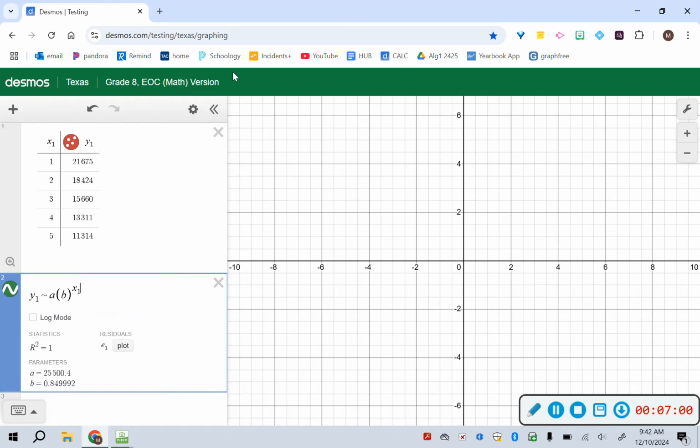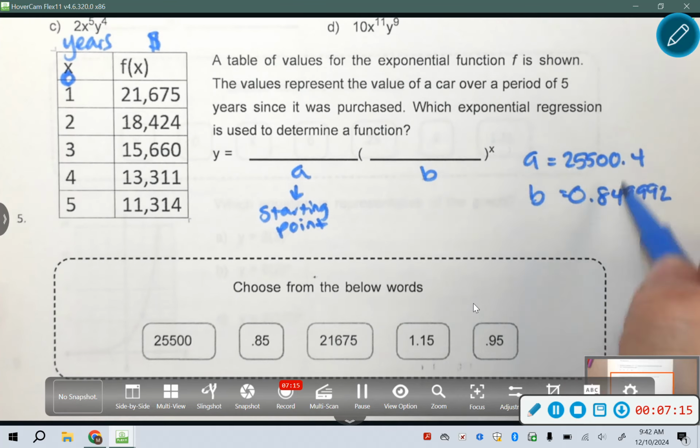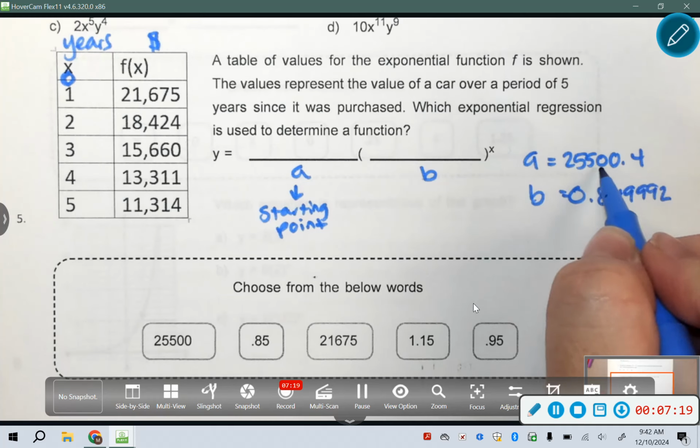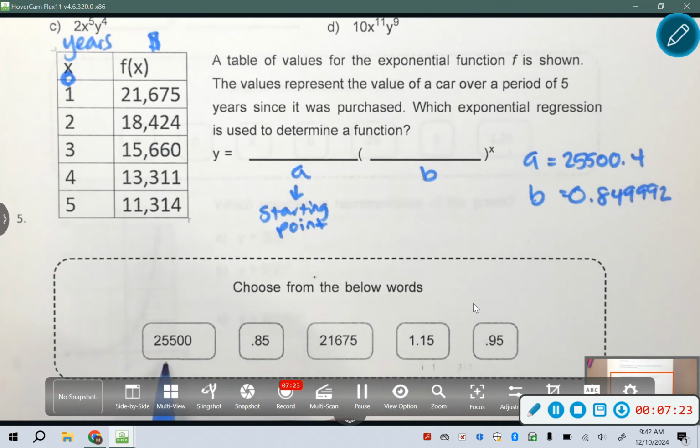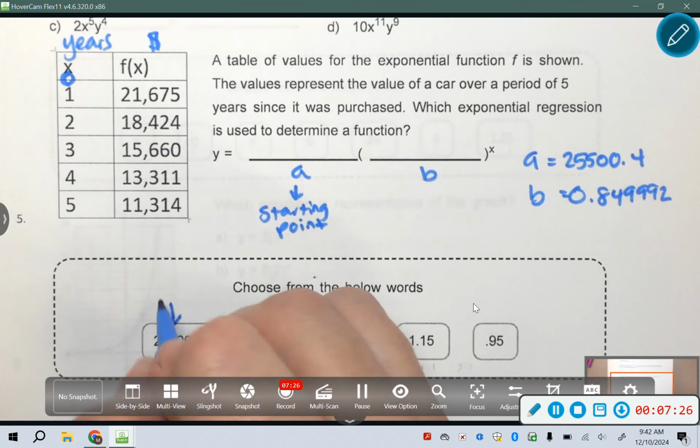So here's my equation. So I know a is 2.550014, and b is 0.849992. I just wrote it down so we can look at it with our paper. Okay, so this is what the calculator gave me. Well, we're going to look at our answer options. So 2.55004, sorry, is closest to this one. So this is my A.